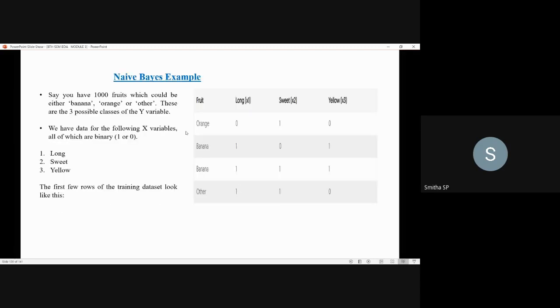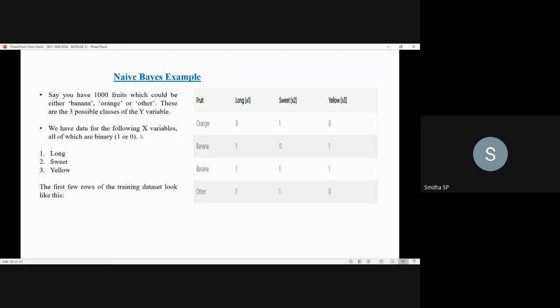Next, by taking this example, we shall see how this naive Bayes analysis can be done. Here you have 1,000 fruits, which could be either banana, orange, or other. We don't know which other fruits we have. Among the 1,000 fruits, we know the names of two, banana and orange, and the rest of the fruits we call other. So these are the three possible classes of the Y variables.